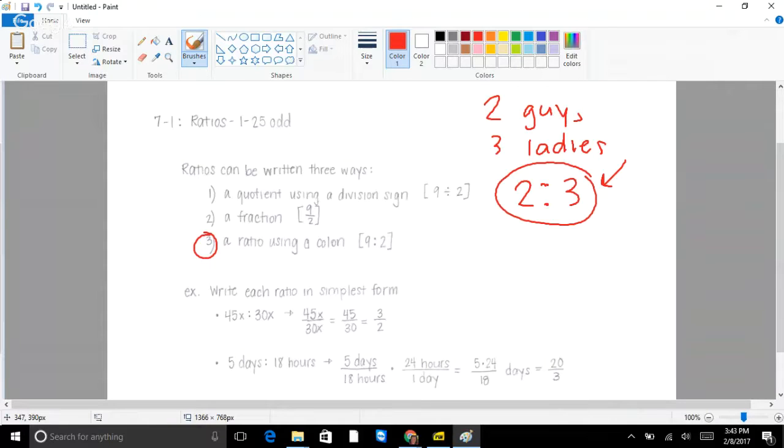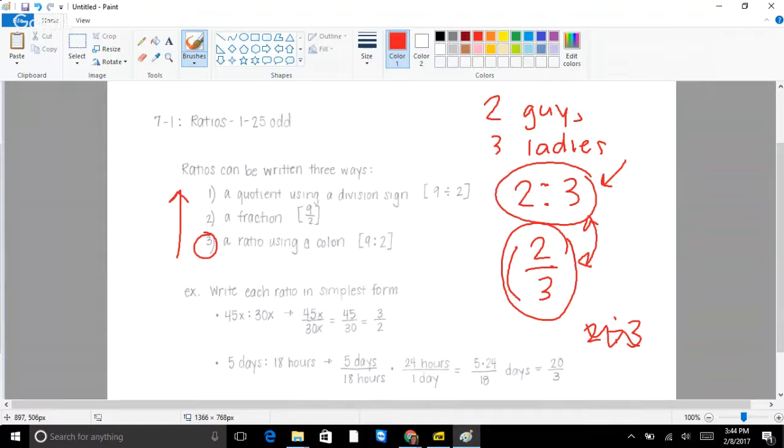Another way we could say 2 guys to 3 girls would be 2 to 3. So these are definitely the 2 most common ways that we see ratios written. There is a third way, which is the fraction form. That one's kind of the least used option. So if we have 2 guys and 3 ladies, the ratio of guys to girls is 2 to 3.